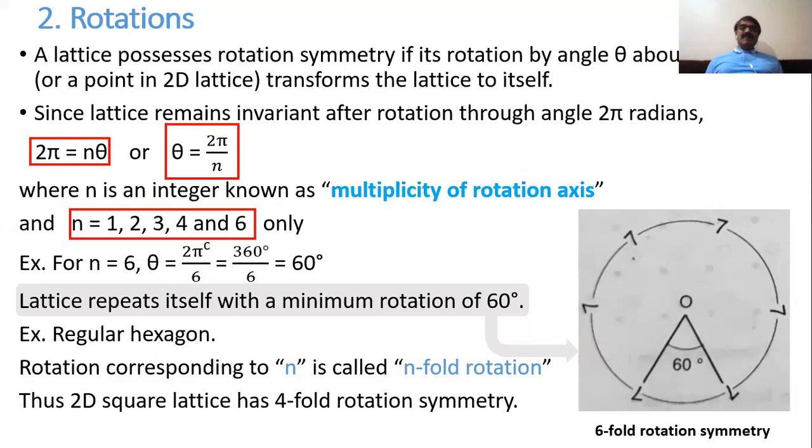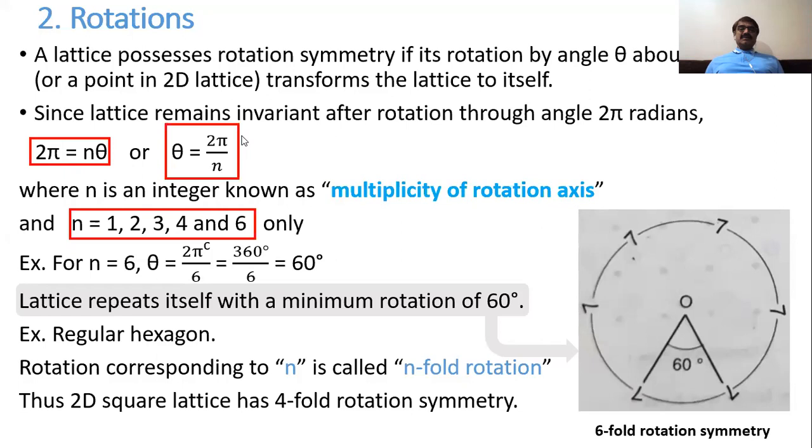Okay, so we are familiar with one thing, that every object in nature remains invariant about a certain specific angle, and that angle is 0 degree or simply 360 degree or 2 pi radian. That means the crystal remains invariant after rotation through 2 pi radian. So the angle theta can be obtained by the equation 2 pi equal to n theta. So theta equal to 2 pi upon n, where n is an integer, an important quantity, and that is called the multiplicity of the rotation axis.